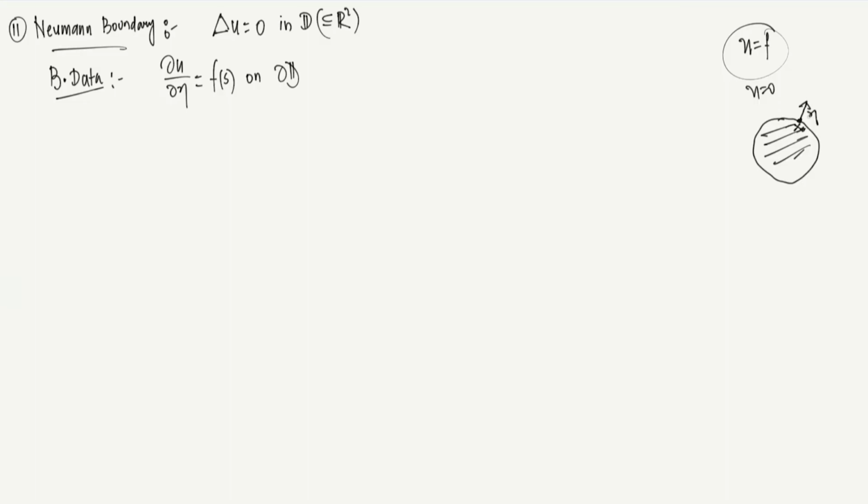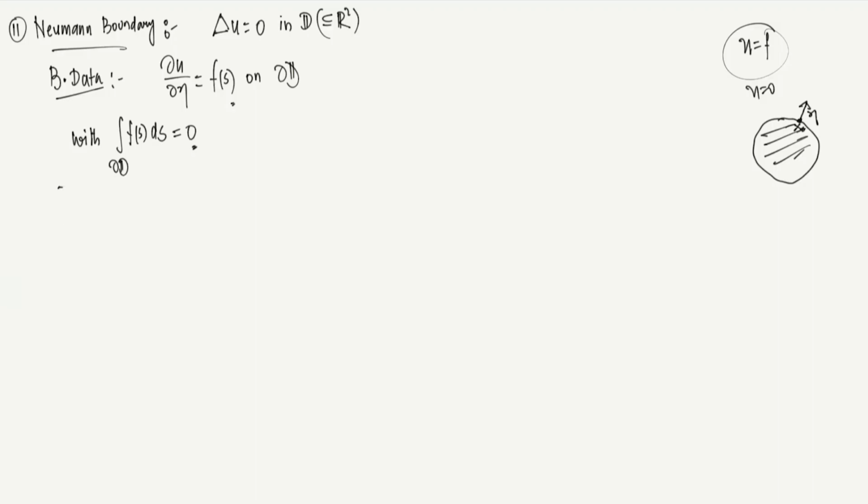What we are saying is this: the derivative of u, how u changes in that direction, is given by f of s, with the integral of f of s ds over the boundary del D being 0. If this Neumann boundary condition is given, this is the condition we also need along with it. I will explain again why we need this condition, but anyway, we need it.